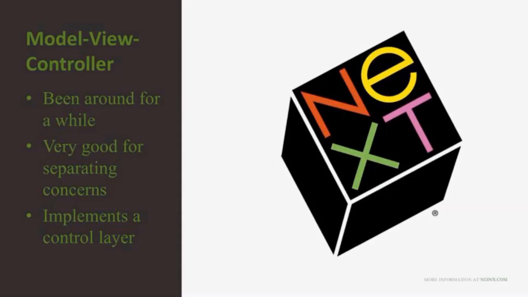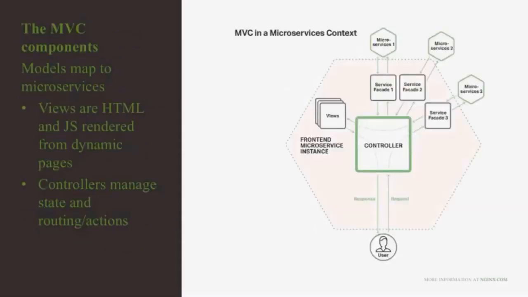The thing about MVC that's very powerful is it's very good at helping to separate concerns. And it really does a good job of implementing a control layer on top of your application. All right, so there are a number of components that go into an MVC system. Obviously, you have your views, which in a web environment are HTML, CSS, and JavaScript that's rendered from the back-end pages, such as PHP pages and the like. Controllers manage the state and the routing actions. And then we have a series of facades, essentially, that access the microservices, which are your models.